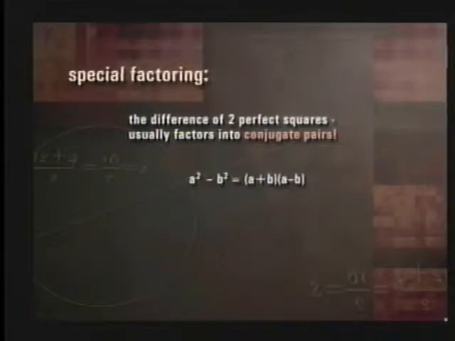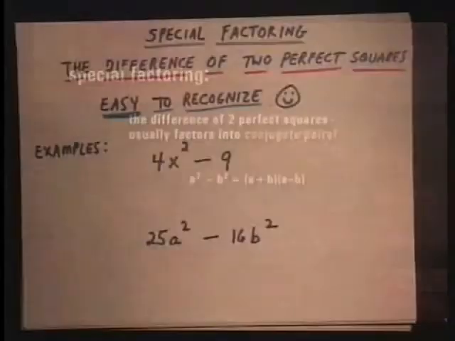All right, now what makes something the difference? Remember what that word difference meant from way back? It means subtract, and you're going to have some perfect square subtracting there. So a squared minus b squared will factor into a plus b times a minus b, and that is called conjugates. All right, so let's go to some examples there and we'll look at them.